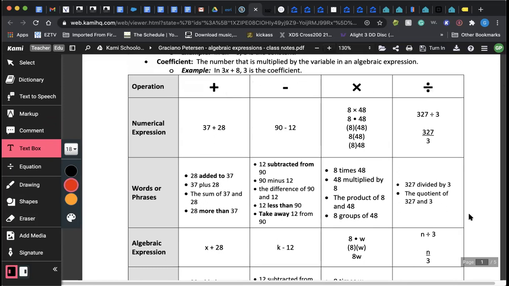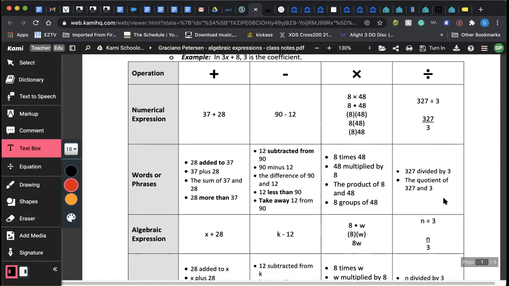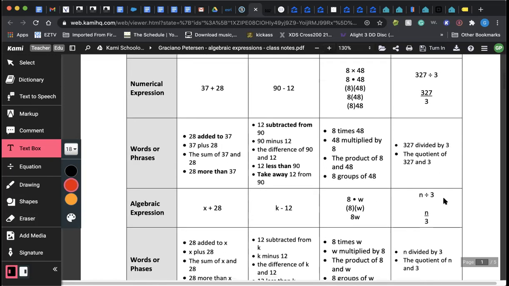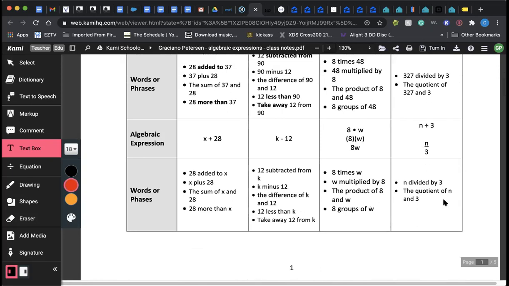And then there are words or phrases that are associated with that, right? So if I'm adding, obviously it's going to say added to, but it's also going to say sum, plus, or more than. Subtraction is difference, take away, less than, right? Multiplied is product or groups of, and division is divided or quotient of, just so we have a better understanding of those vocabulary words, just in case and when they come up. So that's also included for reference.